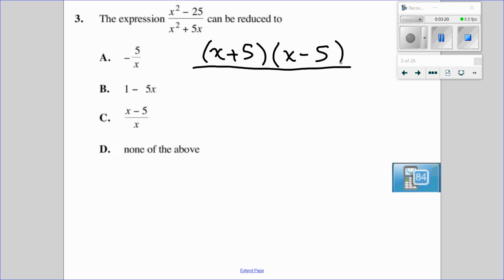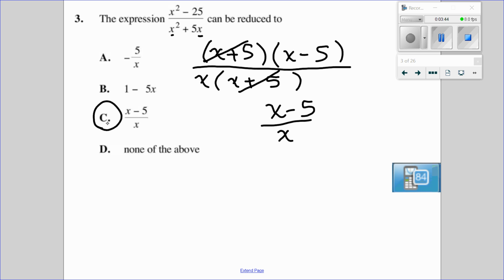Now in the denominator, I notice these both have x in each of the terms. So this is factoring by greatest common factor. Since they both have an x, I'll take that out. x squared divided by x is x, plus 5x divided by x is 5. So I see they have a common factor of x plus 5. So I'm left with x minus 5 over x, so C would be the option.